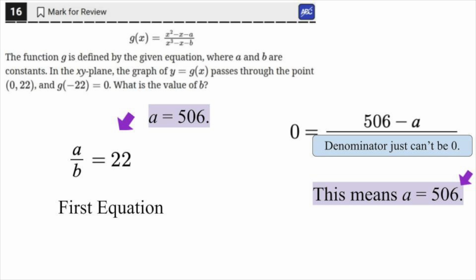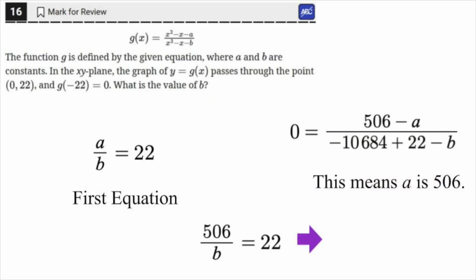Now let's plug in a equals 506 into what we got from our first point. 22 equals a divided by b. 22 equals 506 divided by b. That makes b 506 divided by 22, which is 23, and that's our answer.